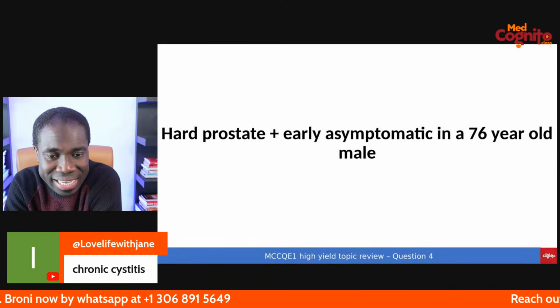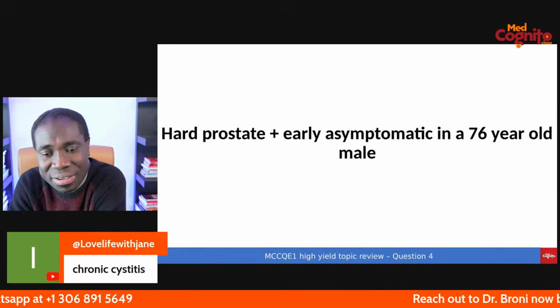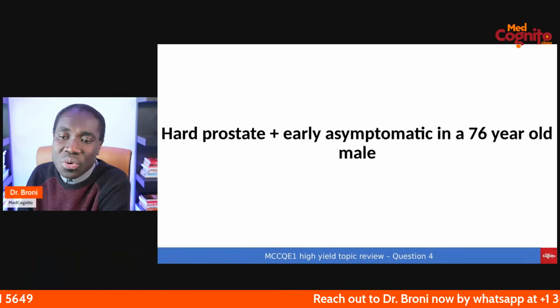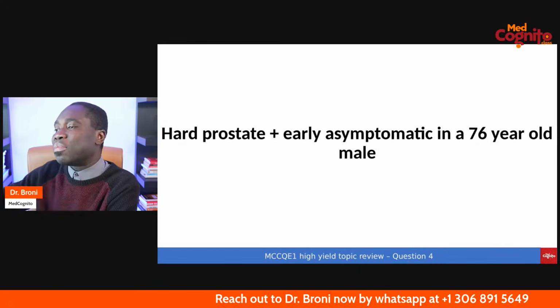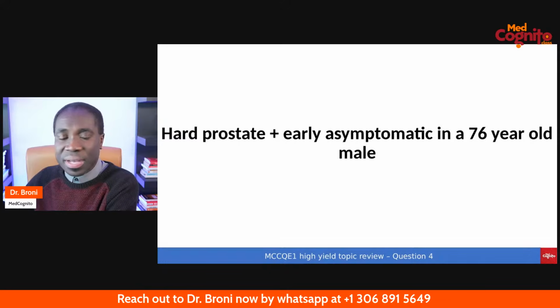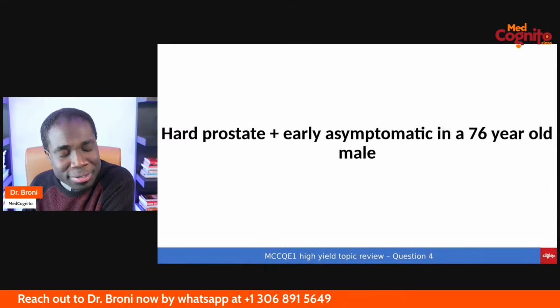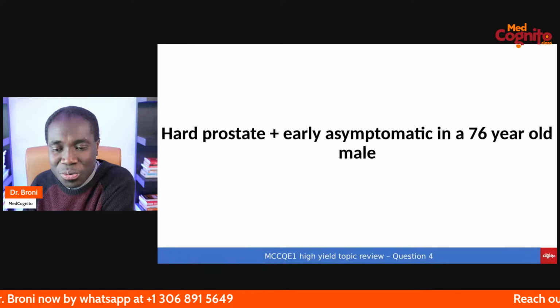Next one. Hard prostate, earlier asymptomatic in a 76-year-old male, maybe the patient is peeing lots and now feels that the bladder is always full. What's your diagnosis?